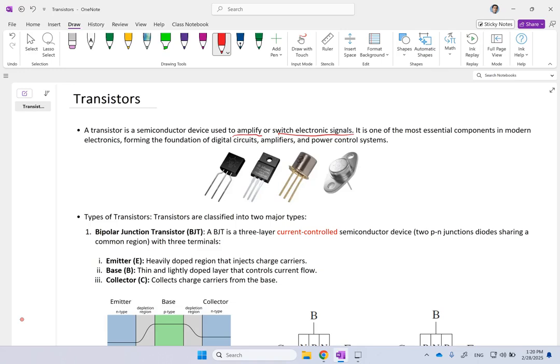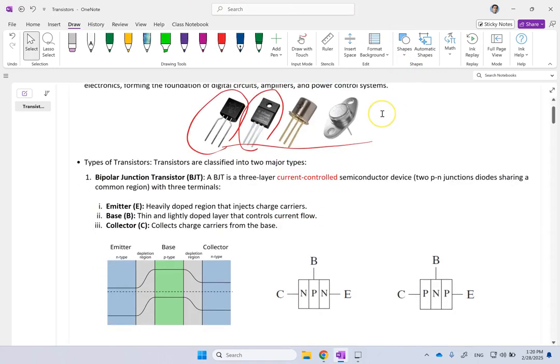Then they come in lots of different shapes, right? There are BJTs, FETs, MOSFETs, all sorts of things. So we're going to see lots of different shapes of transistors, but most of you have probably seen this shape or this one most of the time. So what is a transistor? We're going to see. But first, know that there are two major categories of transistors.